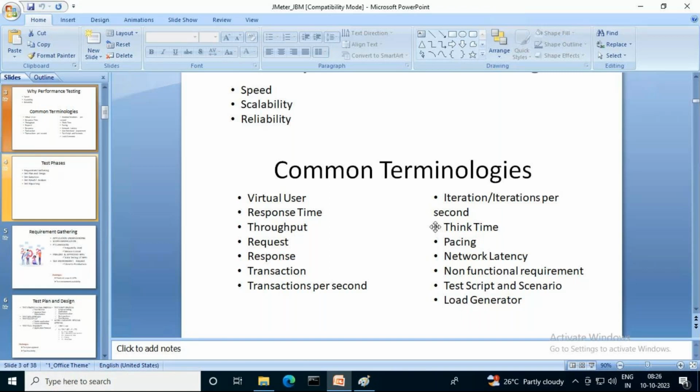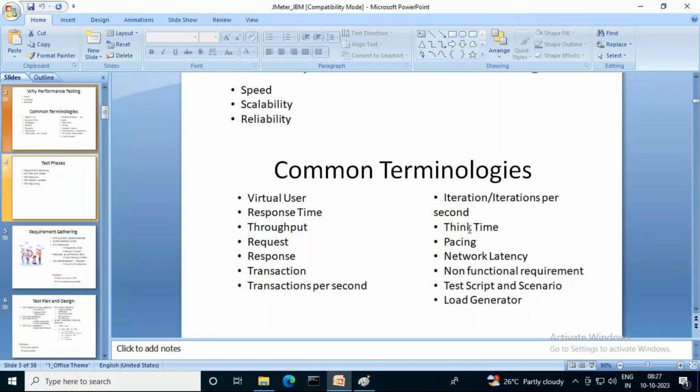So one round of execution means the entire user journey is executed once. That is one iteration. When you do it multiple times, there are multiple iterations. Similarly, how many iterations are getting completed per second? Like transactions per second, we have iterations per second. That is not that important, guys.